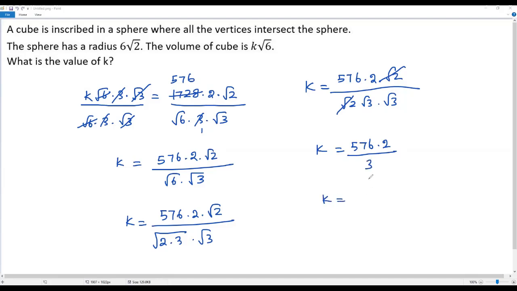Okay, so k equals 3 goes into 3 one time, and 3 goes into 576: 1 time, and 27 9 times, and 2. So 3 goes into 576 192 times, so we get 192 times 2 over here. So when I multiply this 192 by 2, I am getting 384. So now I got the value of k. The value of k is 384.